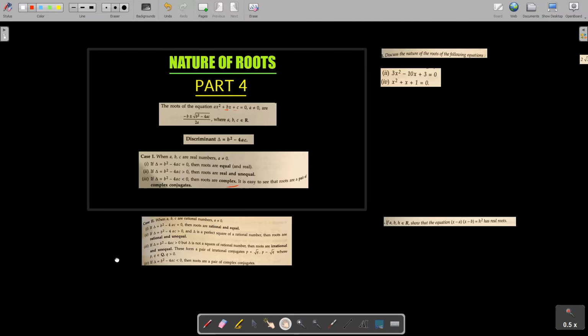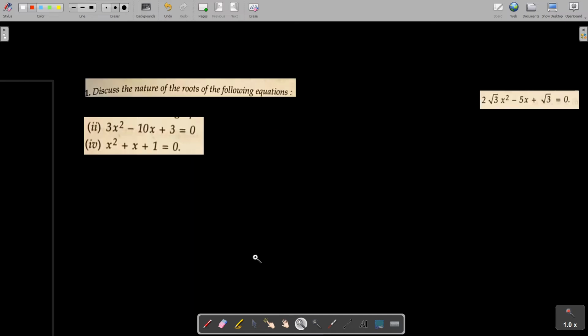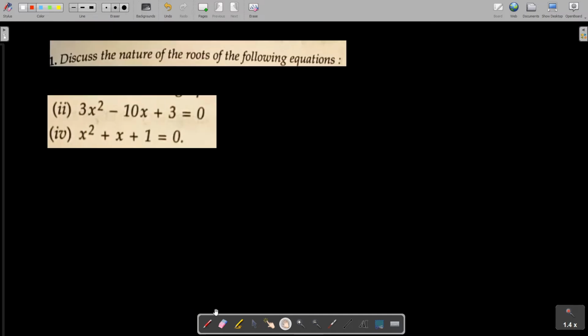Let's try some questions over here. So here we have discussed the nature of the root. You'll get questions like this. They will give you a quadratic equation and ask you to find out the nature of the root. So we'll follow the conditions over here. Let's start the first question.